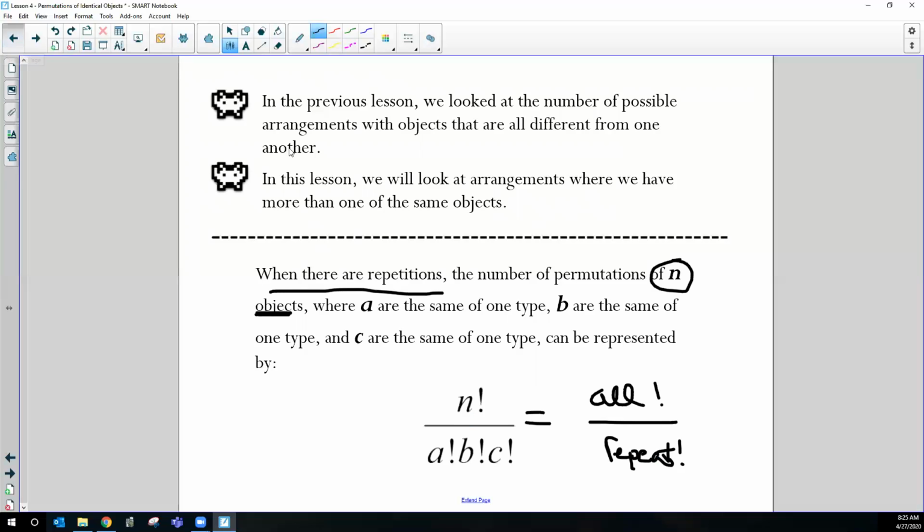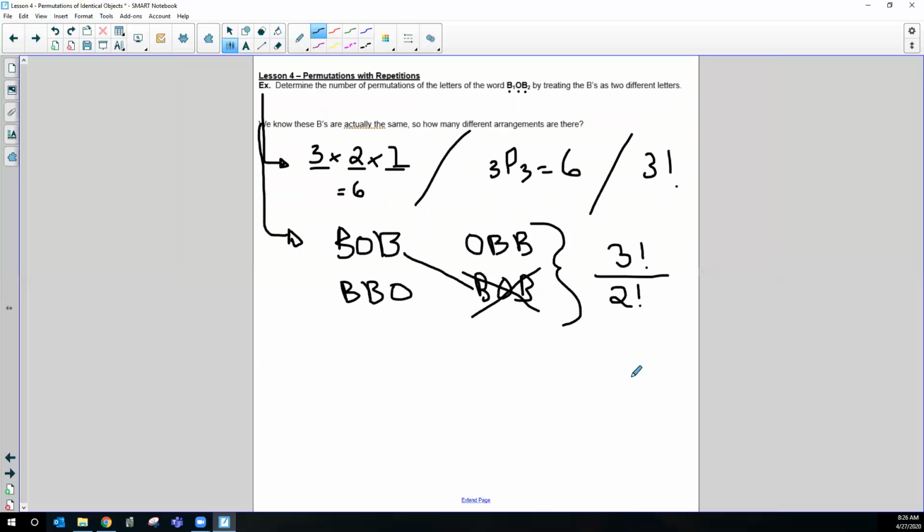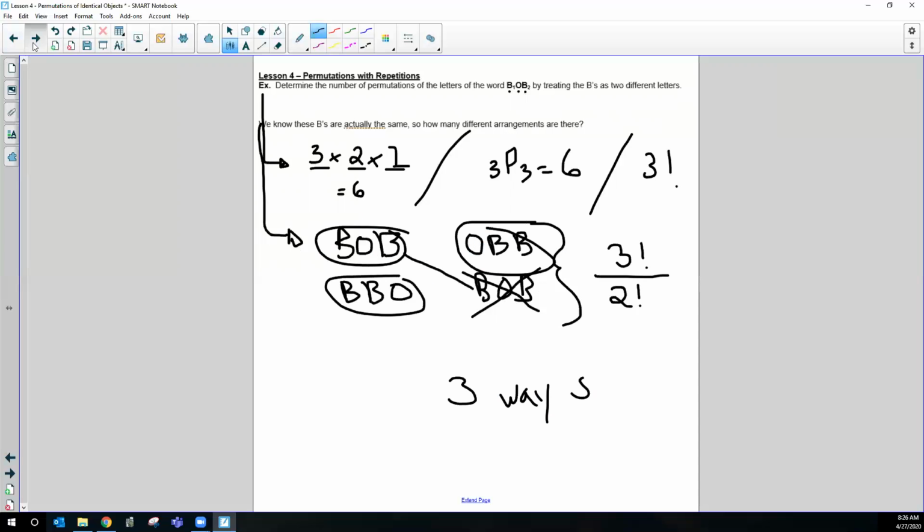So when I go back to BOB, we have 3 factorial. That's the total letters, B-O-B. But we have 2 B's that are repeating. So that's why we're going to divide it by 2 factorial. So that is 6 divided by 2, which is 3. So really, there are only 3 ways of arranging it when the B's are the same. And those would be right here. So let's do a few more examples.